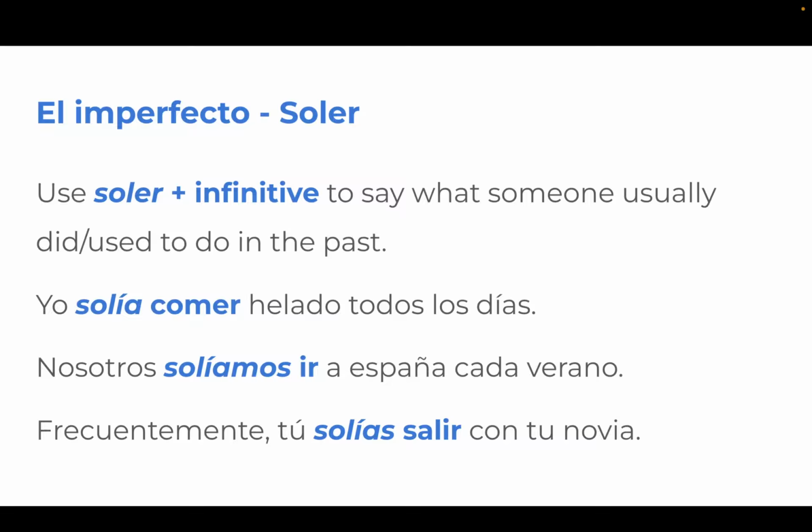Nosotros solíamos ir a España cada verano. We used to go to Spain every summer. Frecuentemente tú solías salir con tu novia. You used to go out with your girlfriend. Typically, people use soler when they really want to emphasize it's what you used to do. But we can talk about the past without using this verb as well.